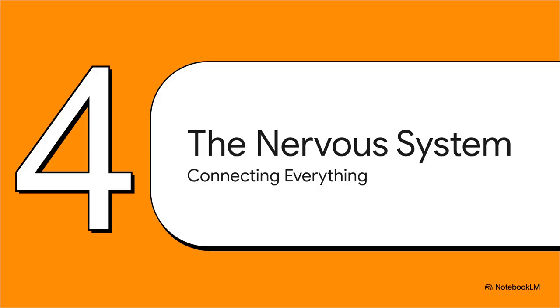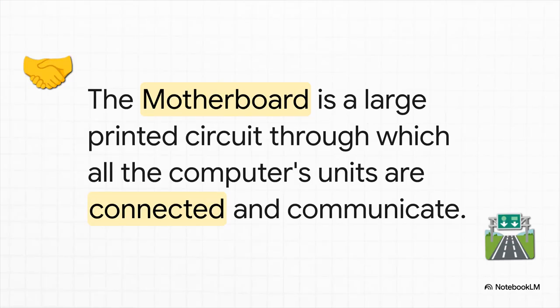Okay, so we've met the conductor, the brain, the workbench, and the library. But these are all separate physical parts. How do they all talk to each other instantly? They need some kind of communication network, a central nervous system for the whole machine. And that nervous system is the motherboard. It's that big circuit board you see inside a computer. It's basically the backbone of the entire system. Every single important component plugs directly into it. And that's what allows them all to communicate.